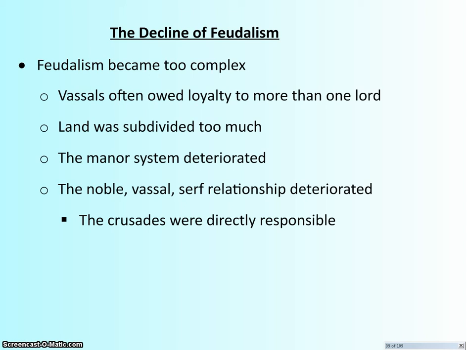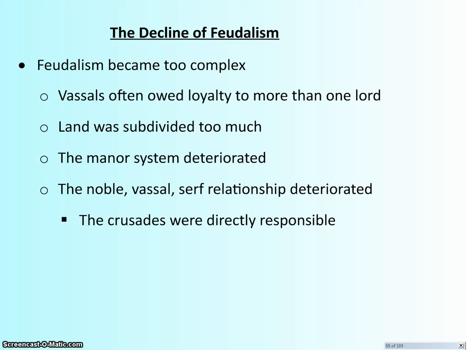Okay, the biggest problem is feudalism just gets too complex. Too many people owe too much loyalty to too many different people, and oftentimes these guys were at war. The land becomes divided too much. There's not enough money to be made off of the land. It can't support the number of people living off it. The manor system deteriorates, partially because of the rise of the cities, the Black Death, and the fact that serfs and peasants can make more money elsewhere.